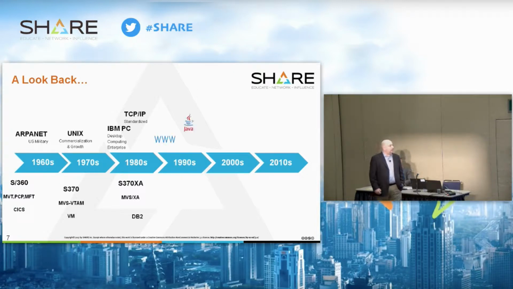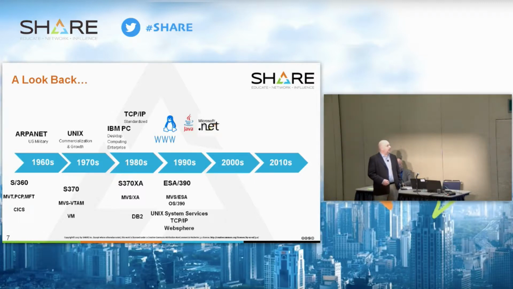In the 90s, things really exploded. World Wide Web, Tim Berners-Lee. We had Java. We started getting into more distributed code and systems. Linux. You had Microsoft .NET, and so you had a lot of change. And so the mainframe continues evolving. We had Unix System Services. TCP/IP was really starting to take off. WebSphere was developed as a platform for building and distributing applications.